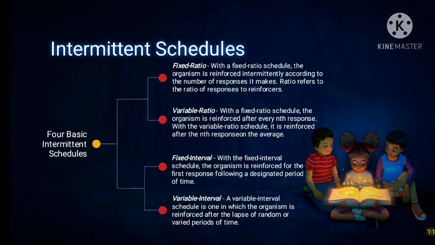Fixed interval. With a fixed interval schedule, the organism is reinforced for the first time following a designated period of time. So for example, F15 kay nag-indicate nga girewardan ng organism sa una nga response niya kada 5-minute nga interval. Variable interval. A variable interval schedule is one in which the organism is reinforced after the lapse of random or varied periods of time. So ang organism kay gina-reinforce in a random length interval or periods of time.